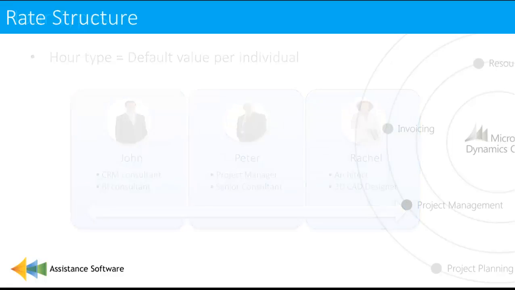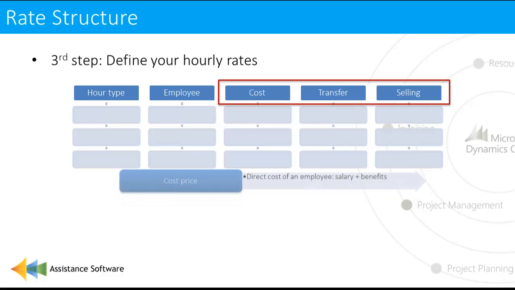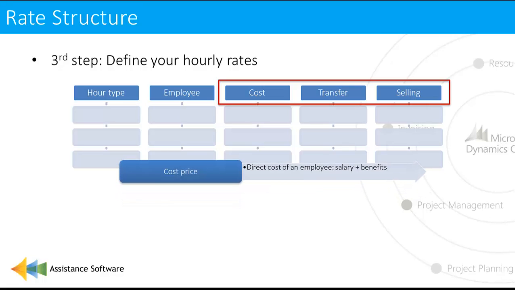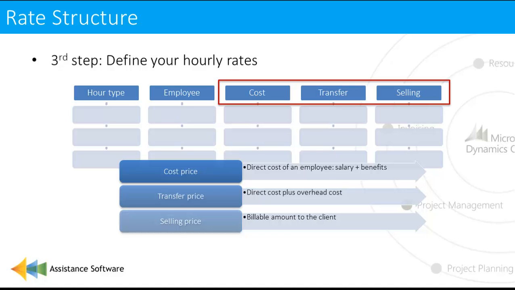Once you have configured your hour types, your next step is to define your hourly rates. Assistance PSA will give you the possibility of defining up to 3 prices per rate. They are the cost price, which represents the direct cost of an employee, for example, the salary cost plus benefits; the transfer price, which represents the direct cost plus the overhead costs of an employee; and the selling price, which is the amount that will be invoiced to the client.